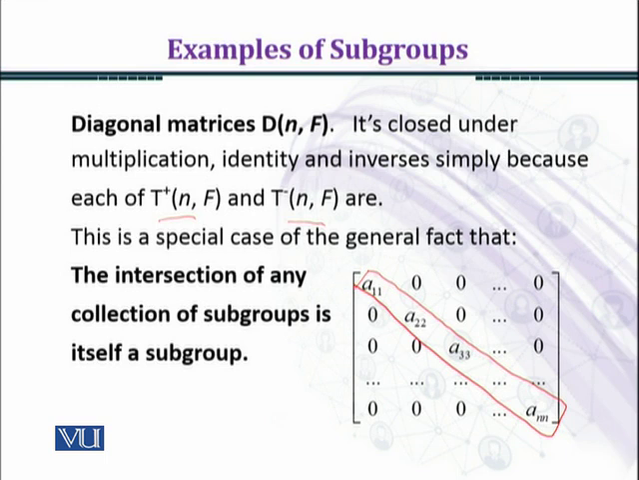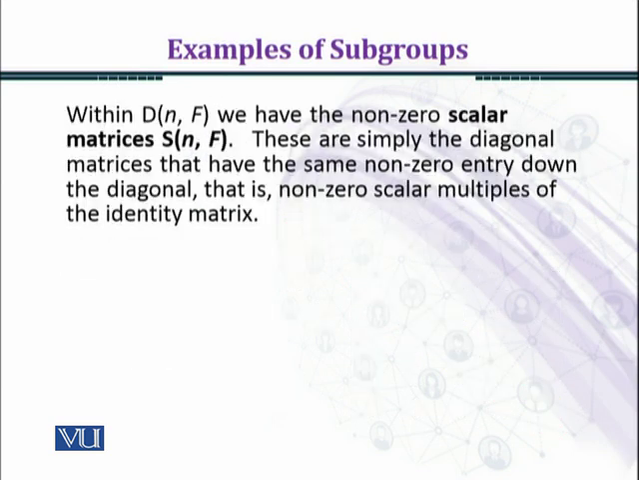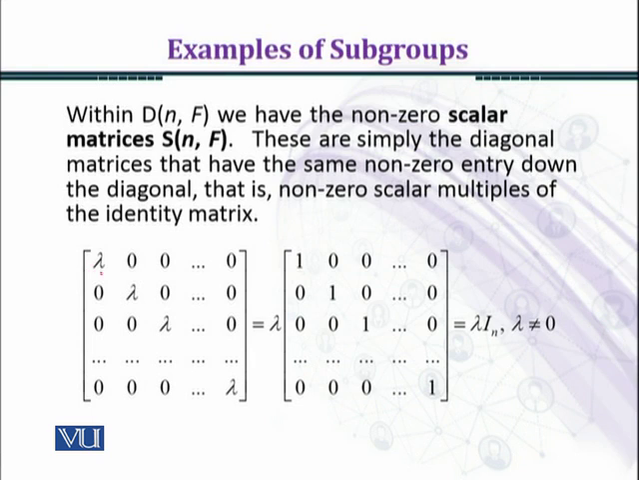Because it is an invertible matrix, every diagonal entry will be non-zero, otherwise it will not be invertible. Within D_n(F) we find a subgroup S_n(F). These are simply the diagonal matrices that have the same non-zero entry down the diagonal, that is, non-zero scalar multiples of the identity matrix. You can see here that lambdas are appearing on the diagonal and the remaining entries are 0, and we can take lambda out, leaving lambda times the identity matrix. This is the matrix of S_n(F) in general form.